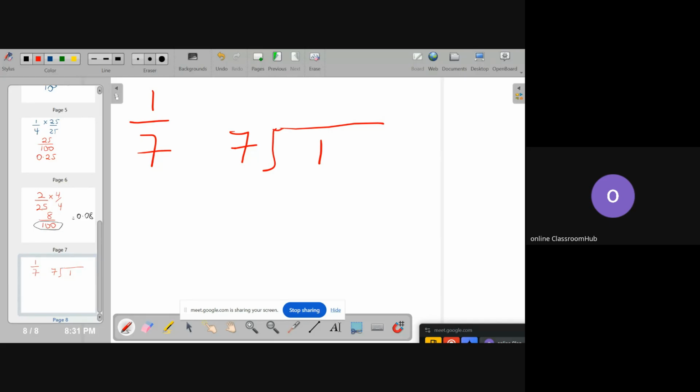Seven is dividing 1. So you ask yourself, 7 goes into 1 how many times? 0 times. So you write a 0 here. 7 times this 0 will give us what? 0. Then you do an operation here. You are going to subtract 1 minus 0, and that will give us what? 1.